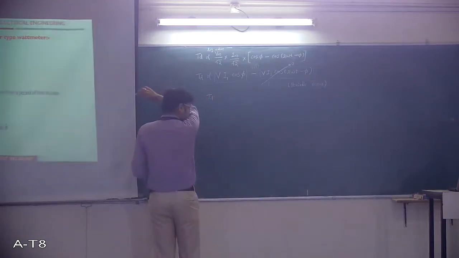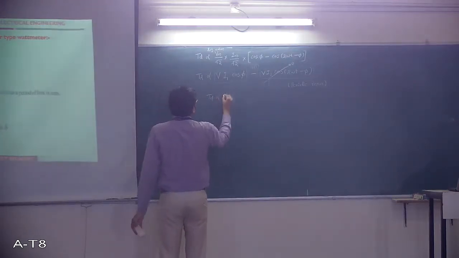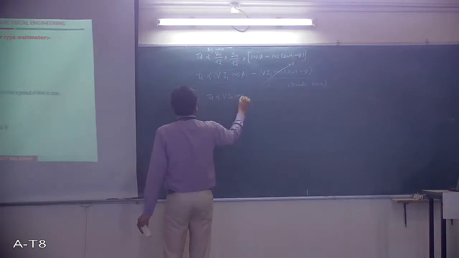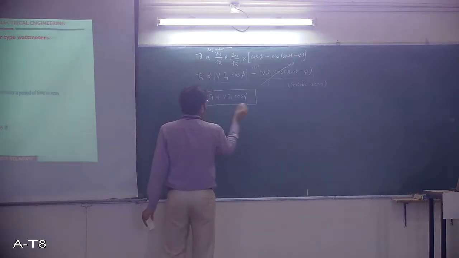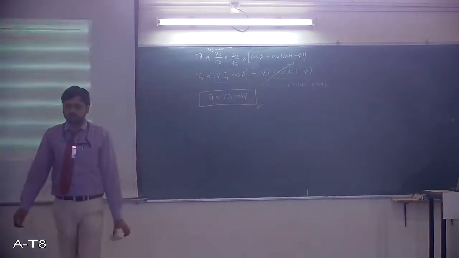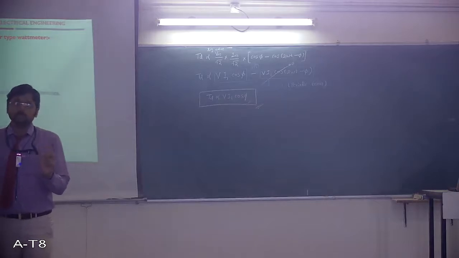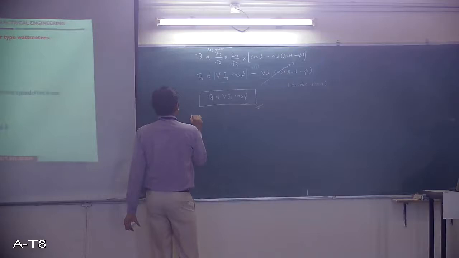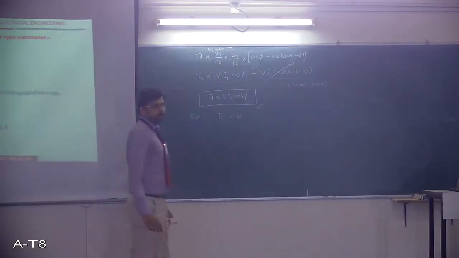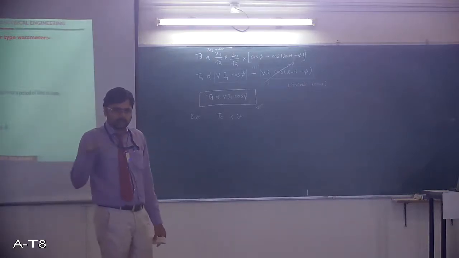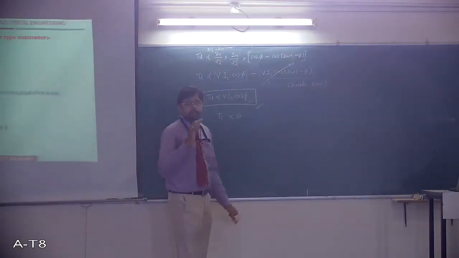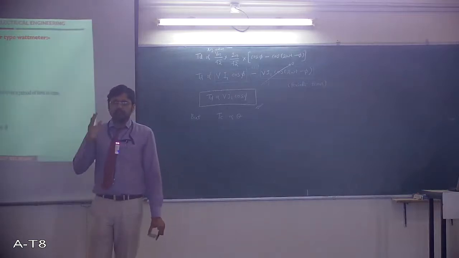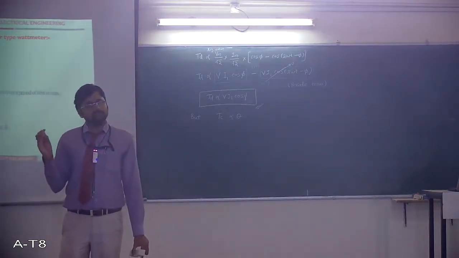Hence your deflection torque TD is proportional to V I1 cos phi. What is this V I1 cos phi? It is the active power consumed by the load. So deflection torque is proportional to active power consumed by the load. But we also know that controlling torque TC is proportional to the angular deflection made by the pointer with reference to the reference axis, and the pointer will come to rest at a point where the controlling torque and deflection torque become equal.